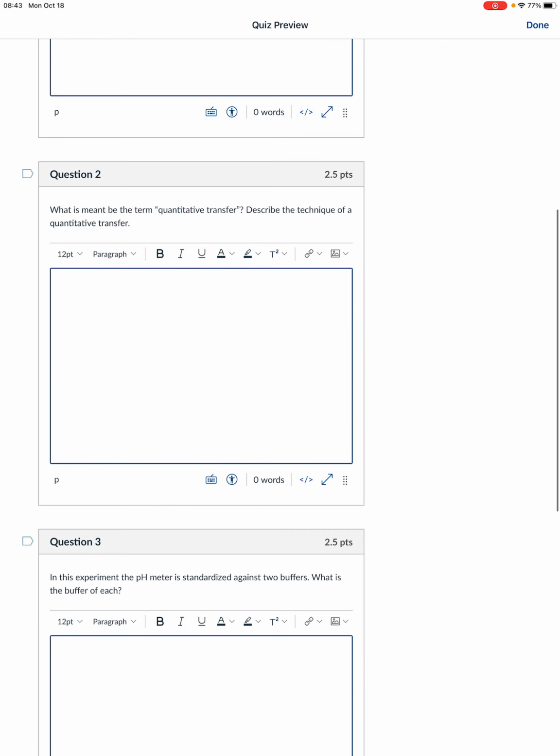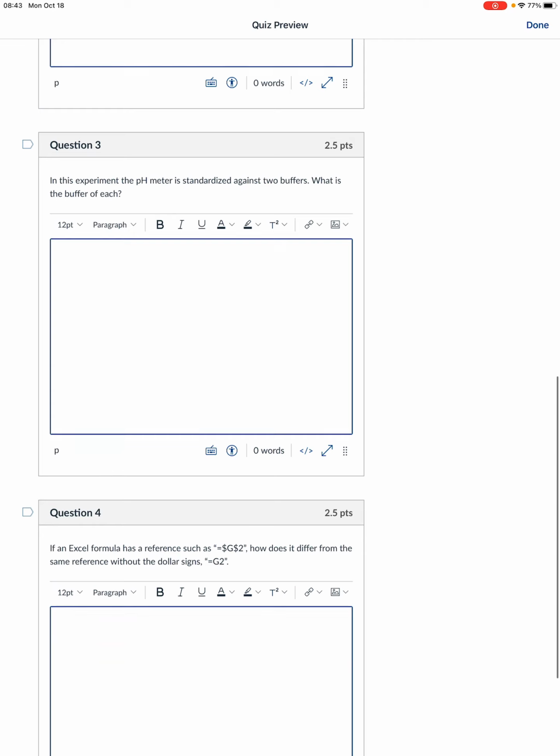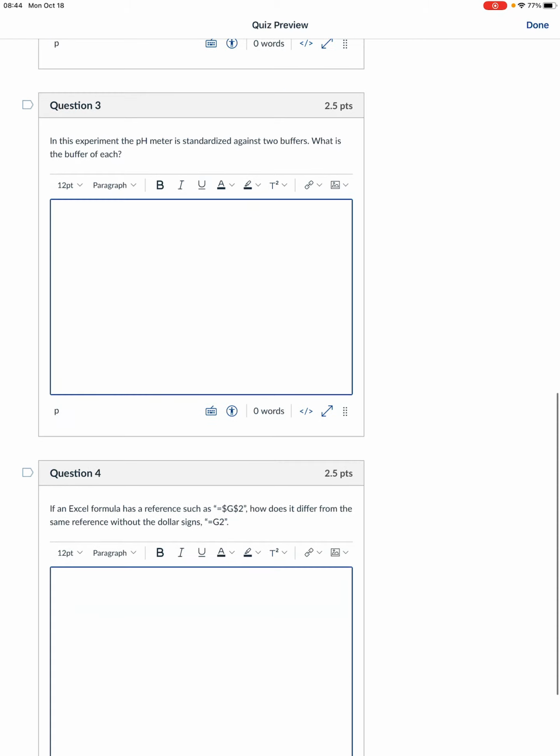What is meant by quantitative transfer? That just means when all of the weighed out sample is transferred to whatever desired vessel, and any remaining particles that are left get rinsed out back into the final vessel. Question 3 says, in this experiment, pH is standardized against 2 buffers. What are they? It's buffers of 4 and 7 for the strong acid, strong base, and weak acid, strong base, and 7 and 10 for the weak base, strong acid.